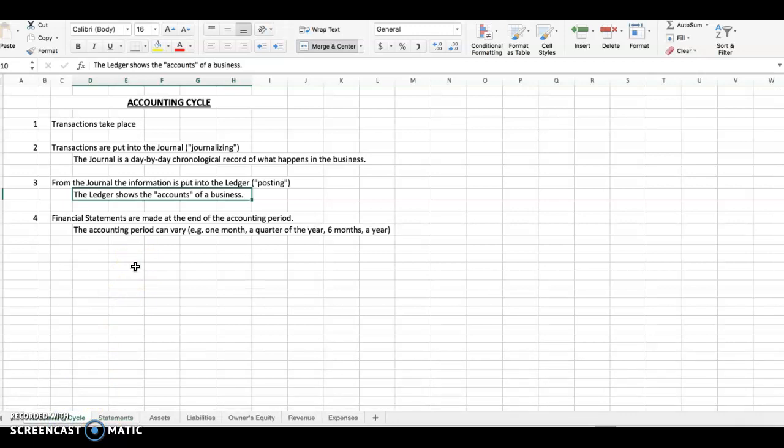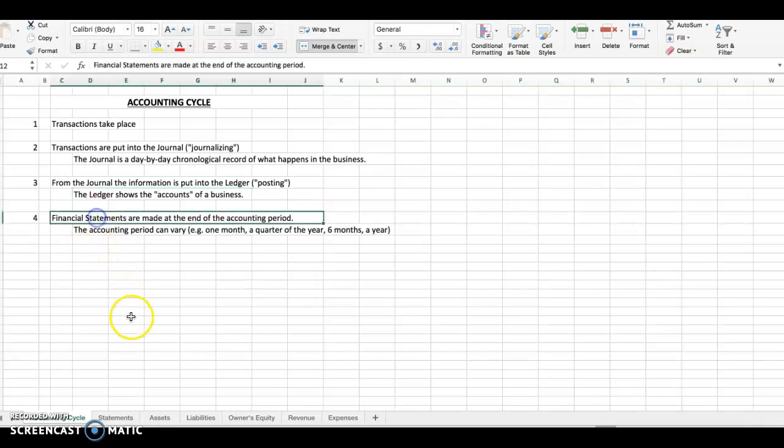Of the two books, probably the more important one would be this book, the ledger. It's important to have a day-by-day record of what happened in the business, but this book, the ledger, is probably more important because it gives some very valuable information. So we'll see how that looks in a few minutes.